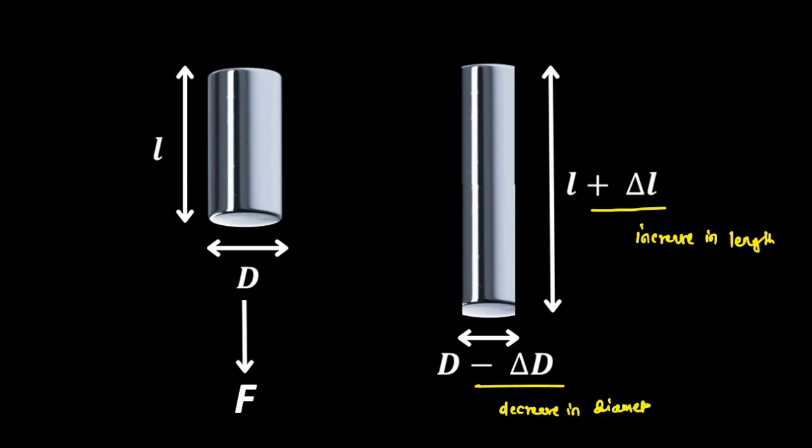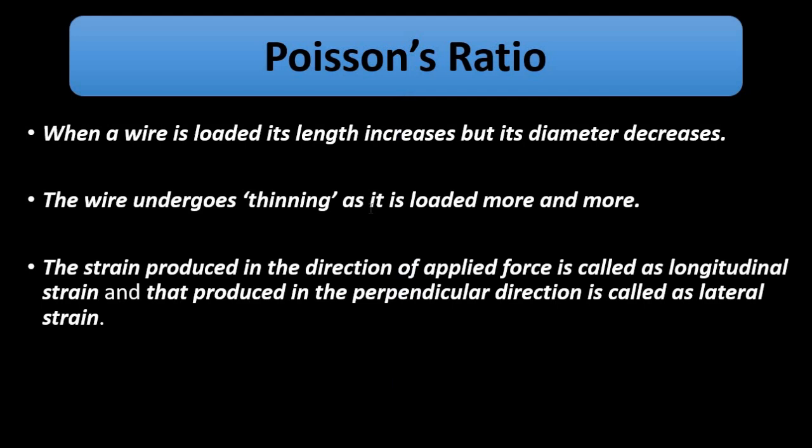Okay, this phenomenon of increase in length of the material due to the externally applied force, and decrease in cross-sectional area or decrease in diameter, which goes on and on, is called thinning. Thinning of the material as the stress is gradually increased, as it is loaded more and more, as the force acting per unit area is increased.